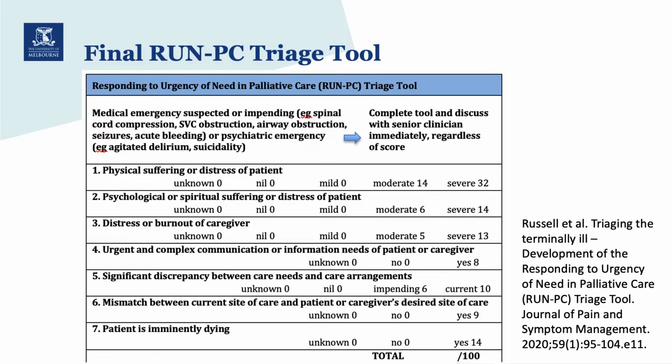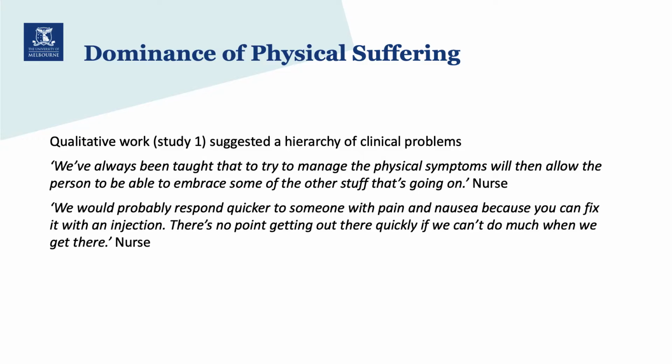So that's the final tool there. And I just wanted to discuss briefly the dominance of the physical suffering. As I've said already, it really was more than double every other factor. To try to understand this better, it's helpful to look at our qualitative work, study 1, which suggested a hierarchy of clinical problems.